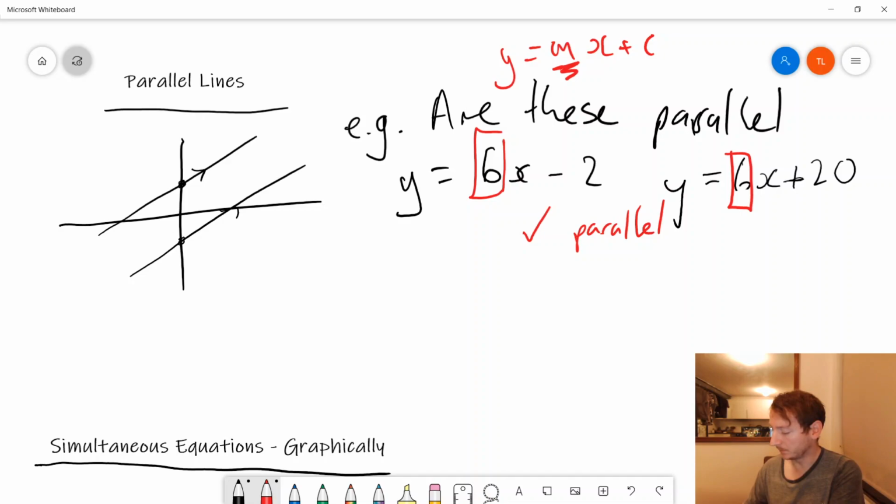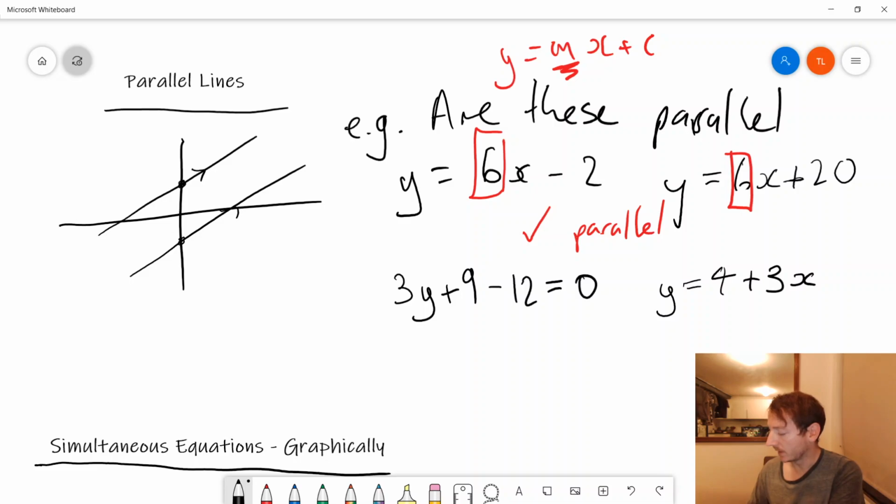A bit harder. Let's say we've got 3y plus 9x minus 12 equals 0, and y equals 4 plus 3x. Now this is about as hard as it gets, to be honest. We need to know, sorry, that should be 9x. Are these parallel? Do they have the same gradient? Well, I need it to be in this form here, y equals mx plus c. This one already is, kind of. We know it's the coefficient, so the gradient is 3.